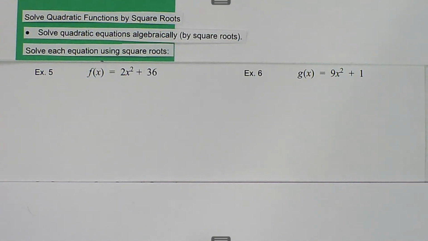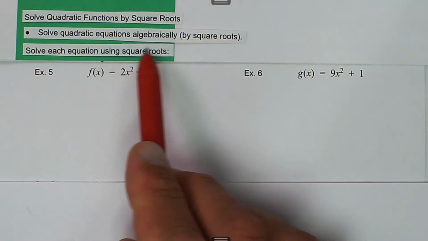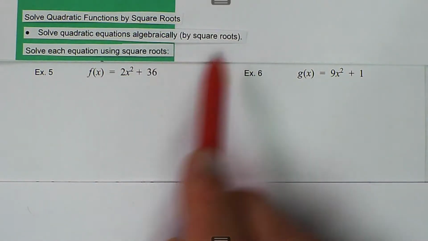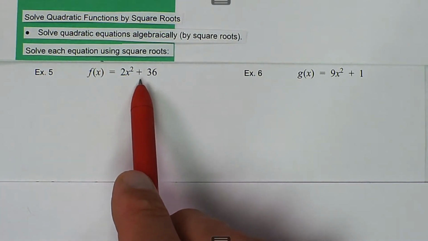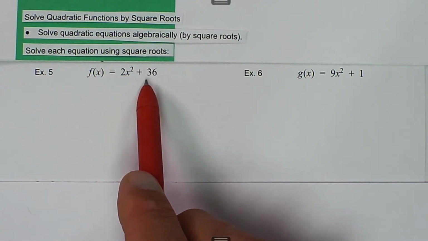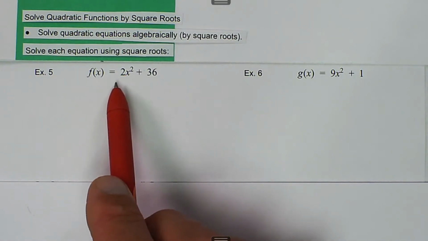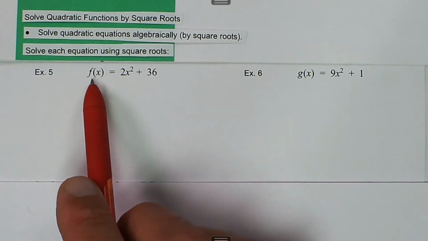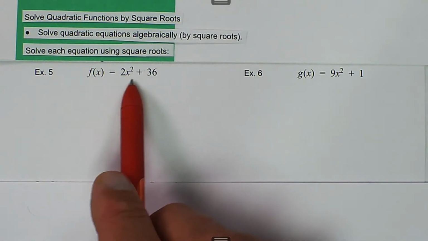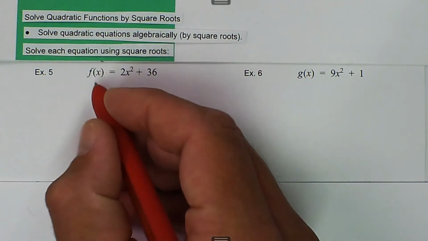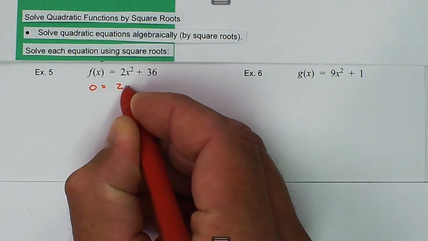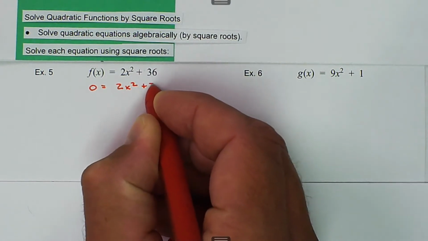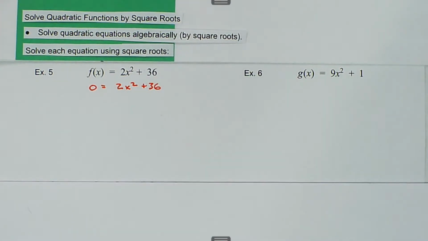We want to solve quadratic equations algebraically by square roots. So here we have f of x equals 2x squared plus 36, and we can substitute whatever we want. In this case, when we're solving, we want to find out when this expression is equal to 0. So substituting in for the y value, we're going to say 0 equals 2x squared plus 36.